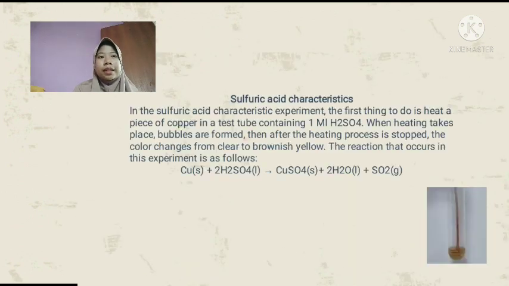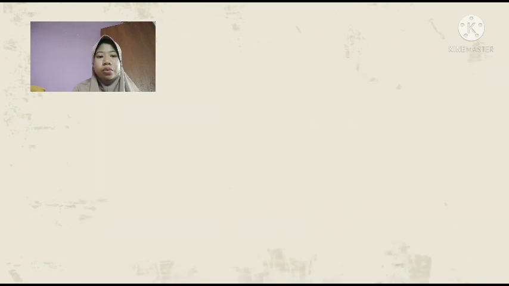Second, sulfuric acid characteristic. In the sulfuric acid characteristic experiment, the first thing to do is heat a piece of copper in a test tube containing 1 ml sulfuric acid. When heating takes place, bubbles are formed. Then after the heating process is stopped, the color changes from clear to brownish yellow.